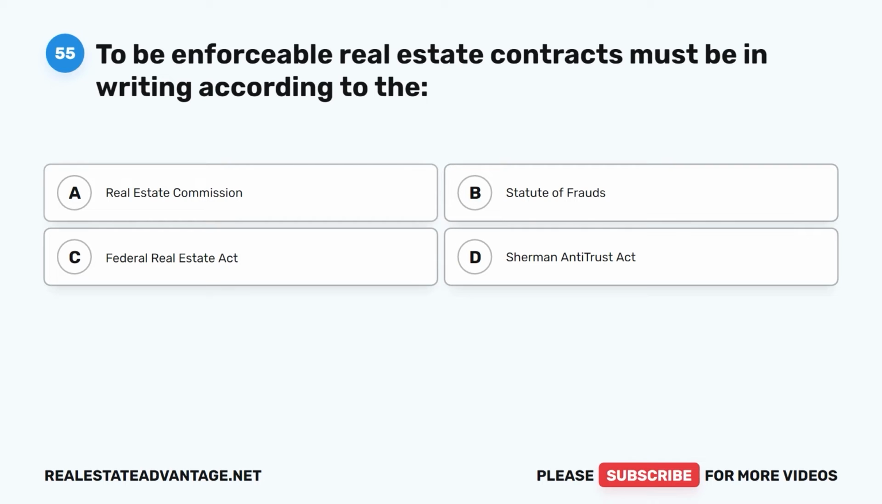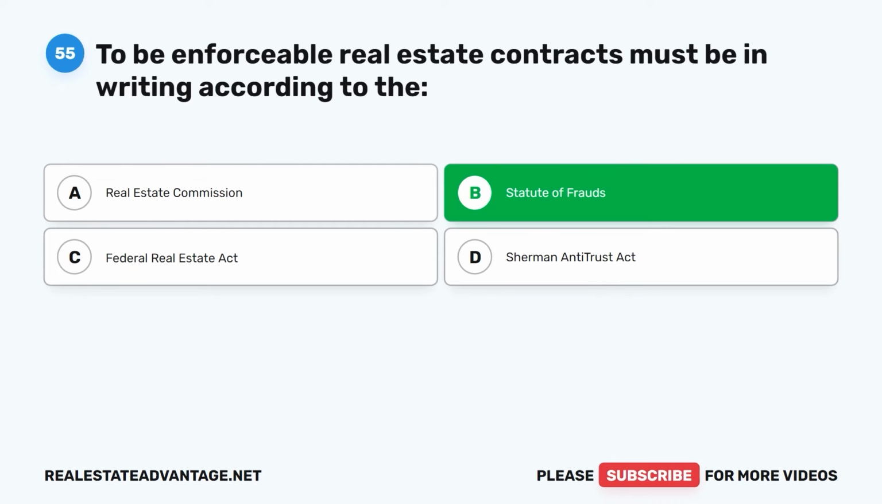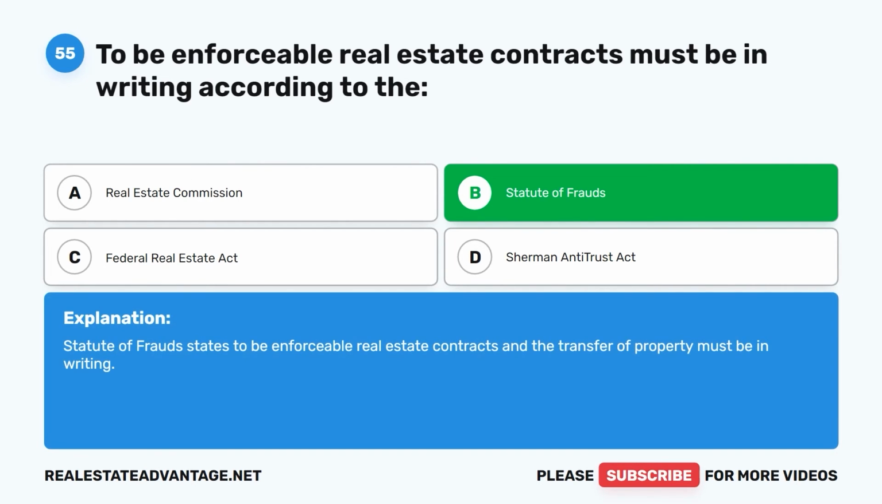Question 55. To be enforceable, real estate contracts must be in writing according to the A. Real Estate Commission, B. Statute of Frauds, C. Federal Real Estate Act, D. Sherman Antitrust Act. The correct answer is B. Statute of Frauds. Statute of Frauds states that to be enforceable, real estate contracts, and the transfer of property, must be in writing.